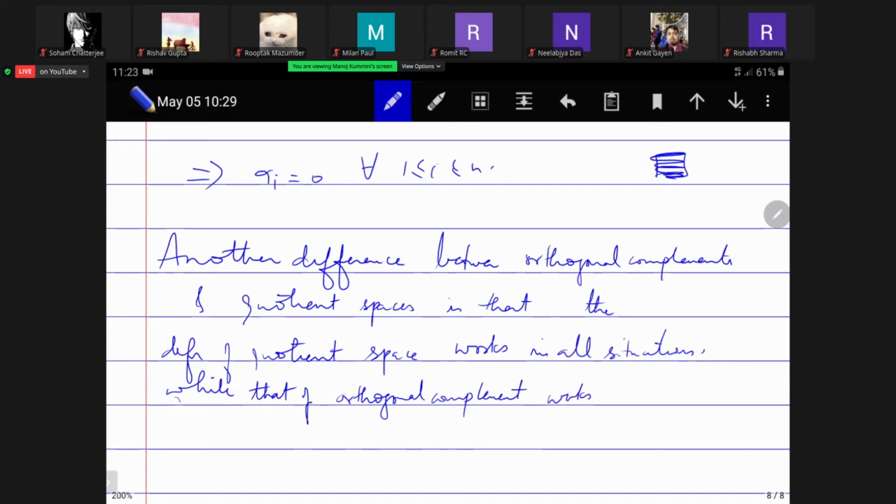I mean, you need a positive definite form to talk about an orthogonal complement. Otherwise, W perp may intersect W non-trivially. It works only when we have a positive definite form, symmetric or Hermitian, either one of those things in the appropriate context.